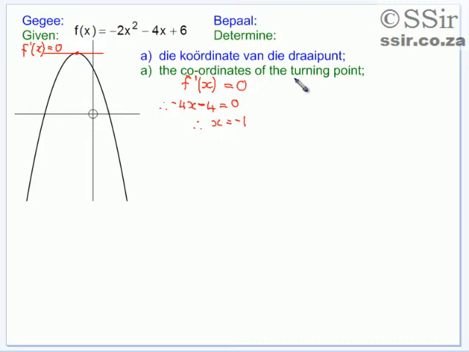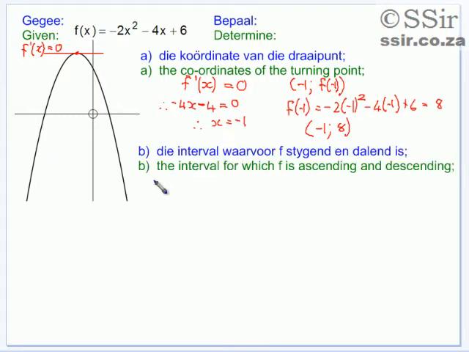So we have the x value of the turning point, which we know is minus 1, and the corresponding y value we will find by calculating f of minus 1. The coordinates of the turning point will therefore be x is minus 1, and the corresponding y coordinate is 8.